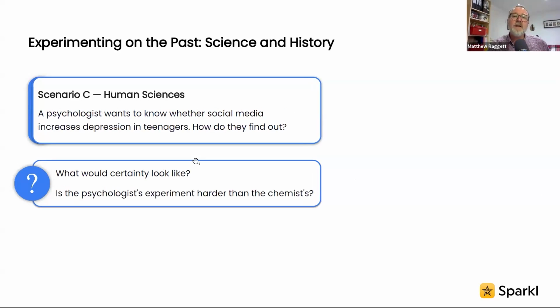So, a scenario in the human sciences. Rather than a medical researcher, we've got a psychologist, someone who studies the way that people's behavior is exhibited. A psychologist who wants to know whether social media increases depression in teenagers. How are they going to find out? What's their work going to look like? How might it be different from a scientist who is working with inanimate objects like a molecule, like a drug?